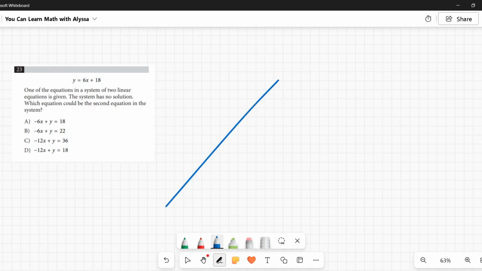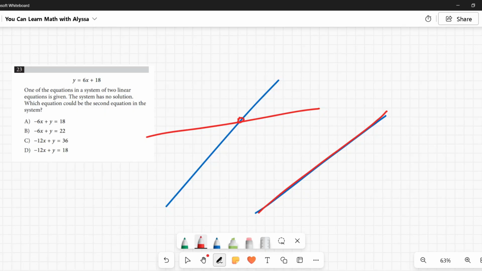They can cross each other, in which case it has one solution. They can be the same line, just written differently, in which case there are infinite solutions because they overlap each other. Or they can be parallel. They will never cross. And that has no solution. And that's what we're looking at. When it has no solution, they have the same slope.